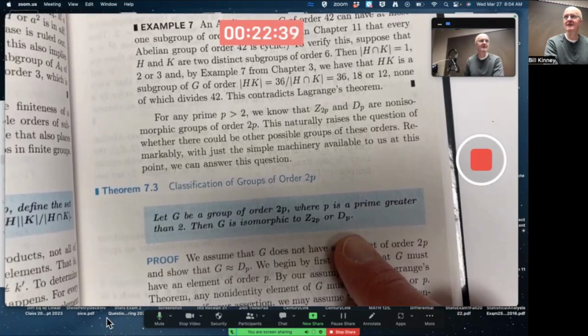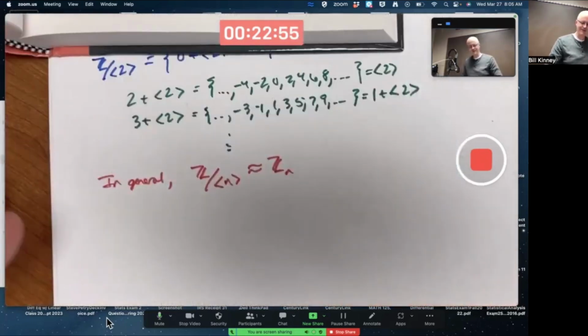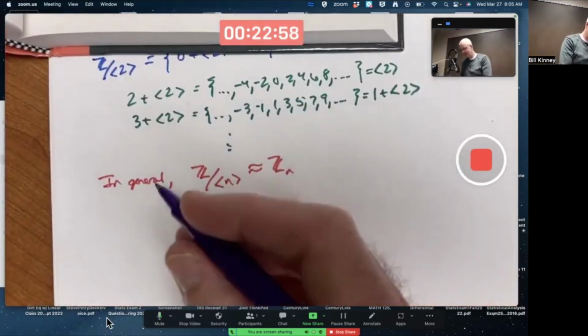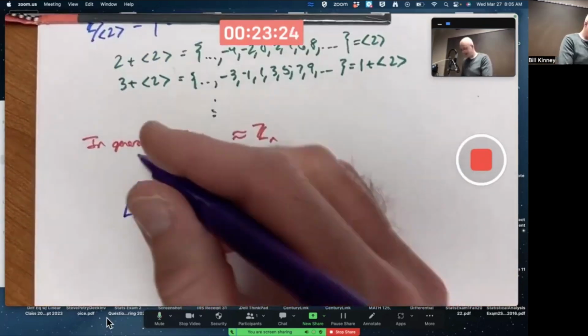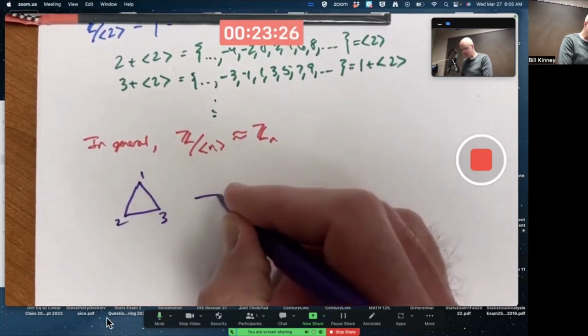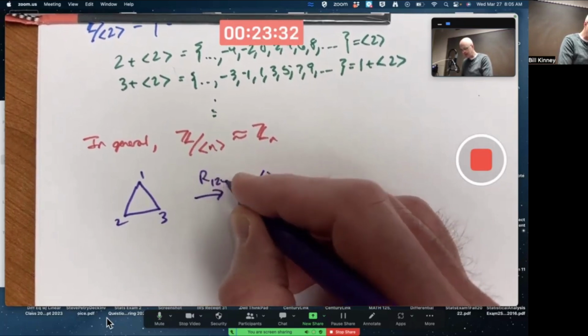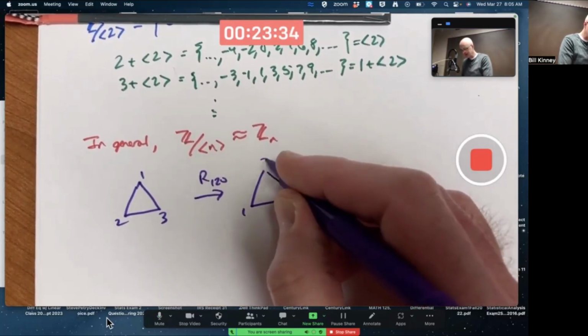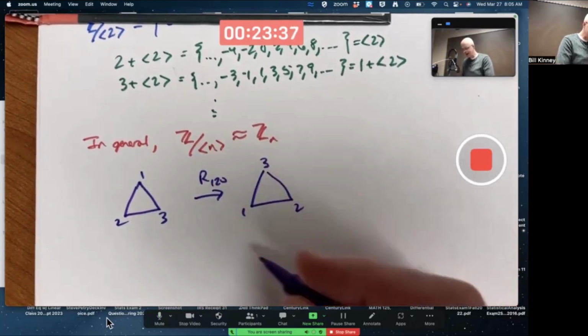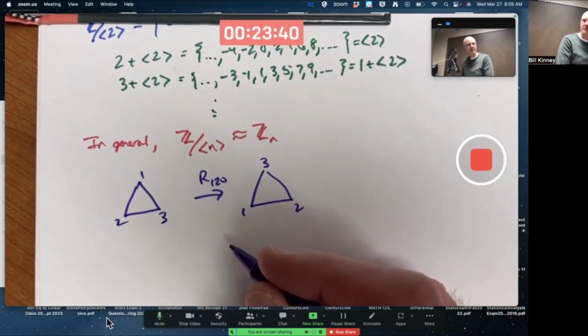The symmetric group S3 is isomorphic to the group of symmetries of an equilateral triangle. Which does make some sense if you think about it pictorially. If you label these 1, 2, 3, and you think in terms of, for example, a rotation by 120 degrees, you could think of that in terms of a permutation.